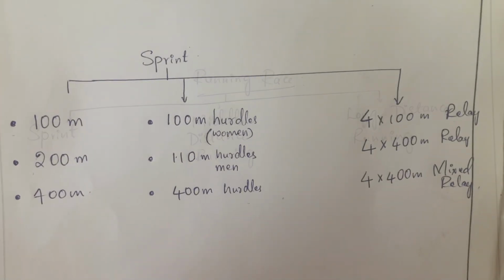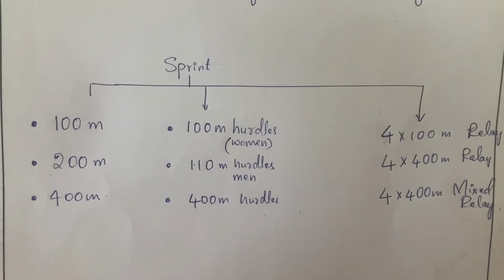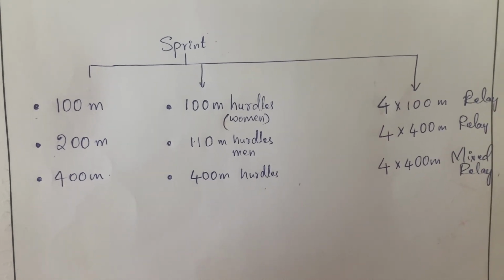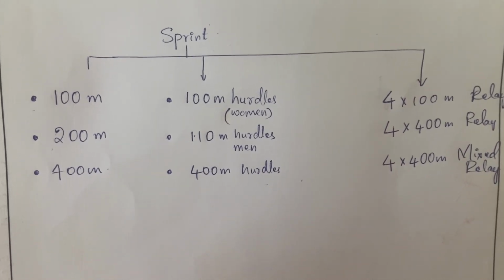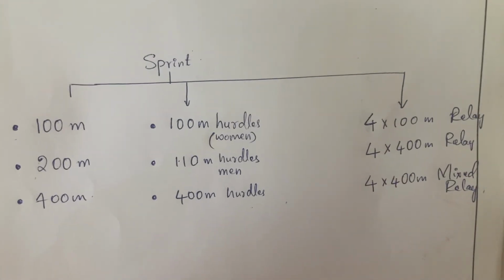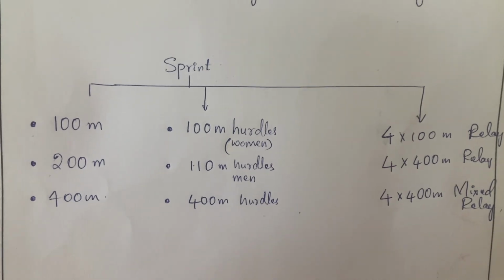Sprint constitutes 100 meter, 200 meter, and 400 meter flat, 100 meter hurdles for women, 110 meter hurdles for men, and 400 meter hurdles. Under relay, we have 4 by 100 meter, 4 by 400 meter, and 4 by 400 meter mixed event of 2 men and 2 women in each team.